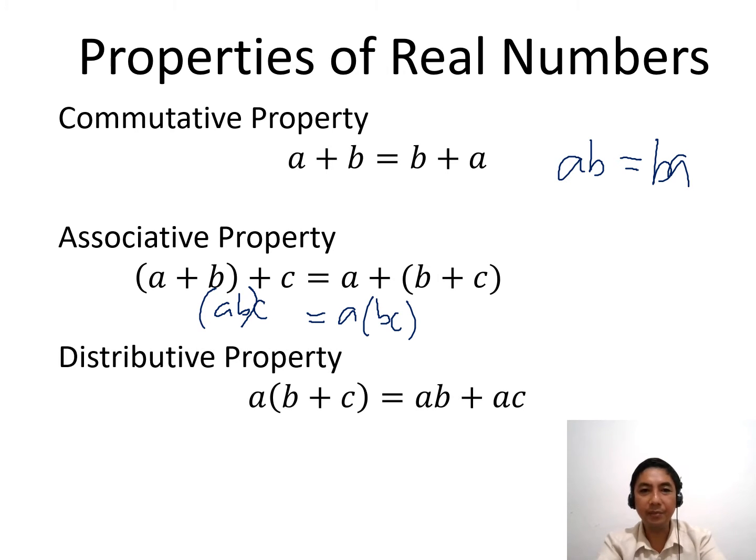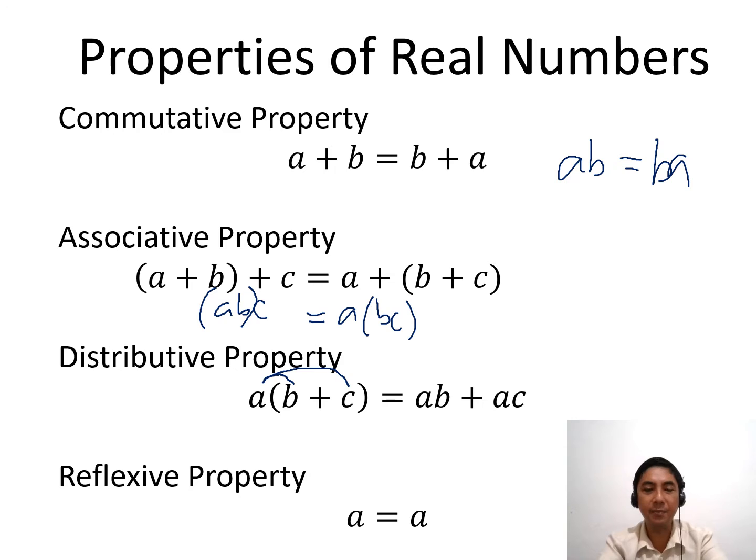And then we have the distributive property. You are going to distribute and multiply. A times B will give you AB. A times C will give you AC. And of course, the reflexive property is A equals A, or the number is equal to itself. So in this problem, the correct answer is letter B, associative property.